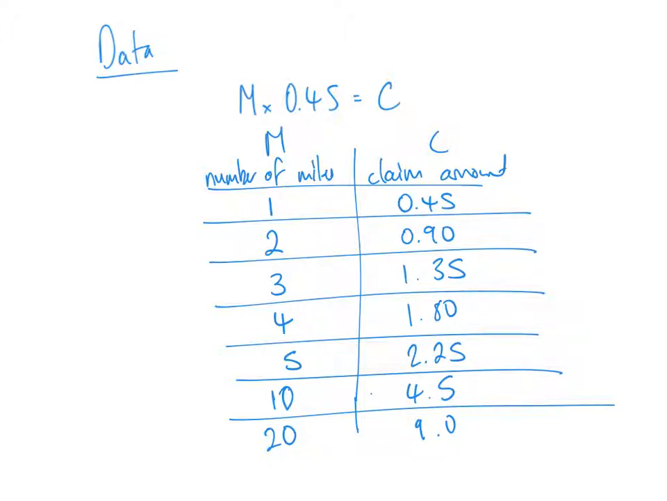So one of the things we notice here is the gap in the numbers. Obviously, every time we go an extra mile, so the number of miles increases by 1, what we see is the amount we can claim increases by 45 pence. So each time we increase the number of miles, the claim goes up by the same amount. It goes up by the same amount each time.